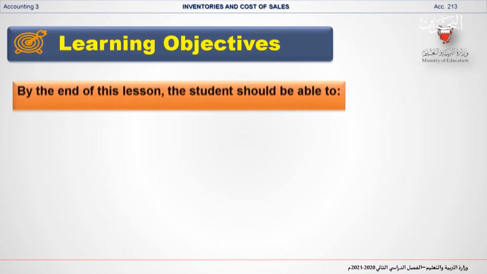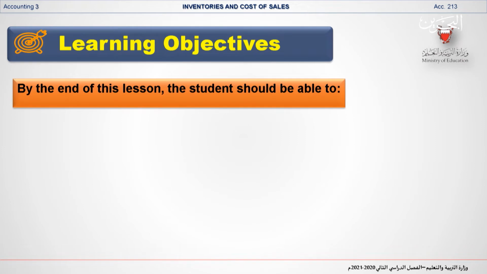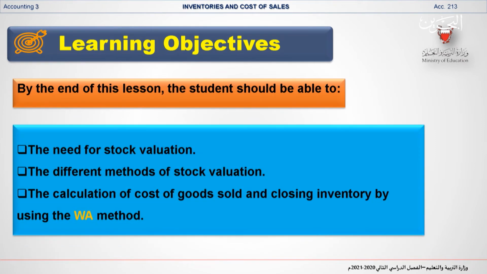By the end of this lesson, you should be able to know the need for stock valuation, the different methods of stock valuation, and the calculation of cost of goods sold and closing inventory by using the weighted average method. First, I will remind you of the main points we explained last lesson.